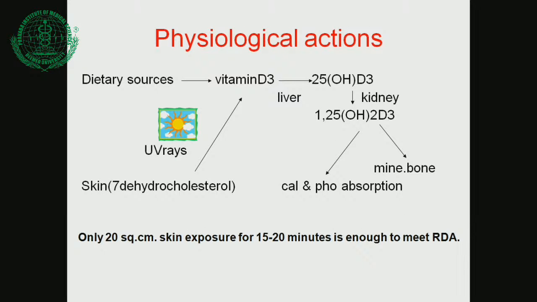Okay. Now everybody knows this chart. Everybody knows physiologically how vitamin D is formed. Now just see dietary sources. How will you get vitamin D? Directly we get vitamin D from the diet. But under the skin there is 7-dehydrocholesterol, or it is also called ergosterol. So this is converted into vitamin D by ultraviolet rays.